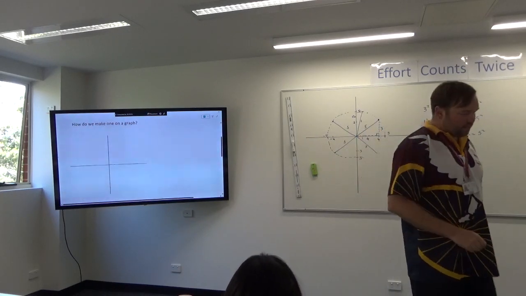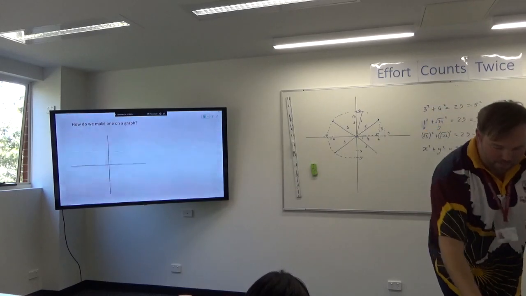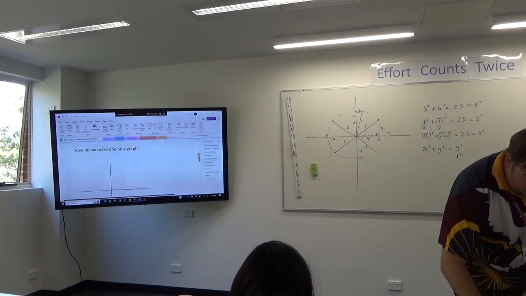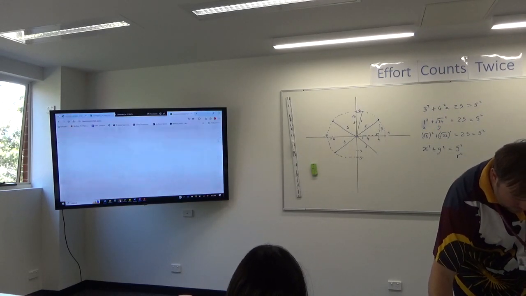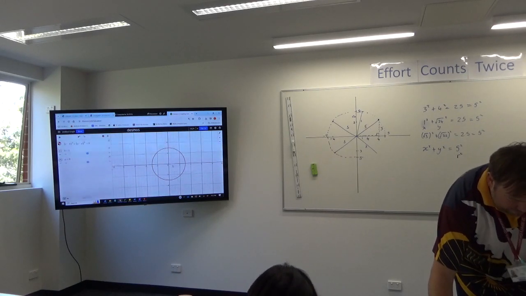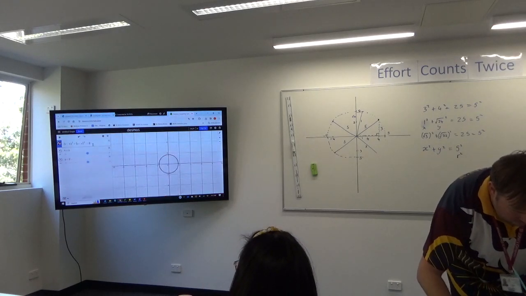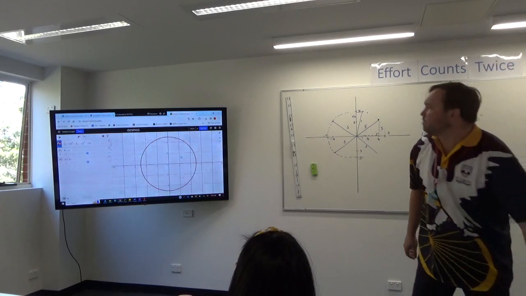Now, that's a circle centered on the origin. But we don't have to keep it centered on the origin. We can get a little more adventurous. So here's one I made earlier that's definitely more circly. Now, I'll change it to 25 to keep it similar. This is the one we're looking at.